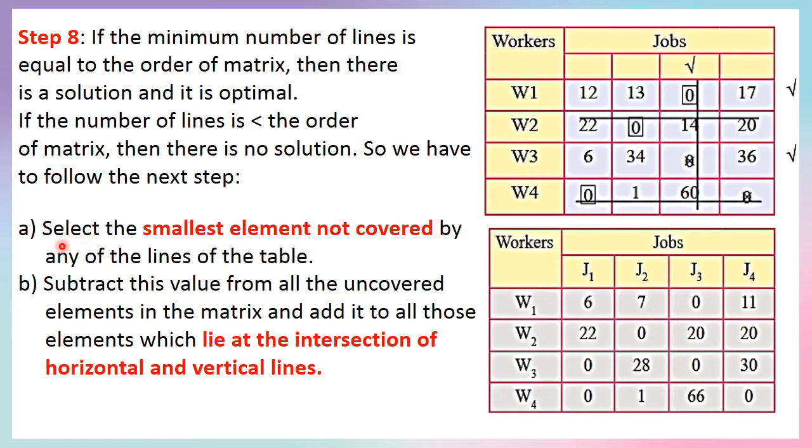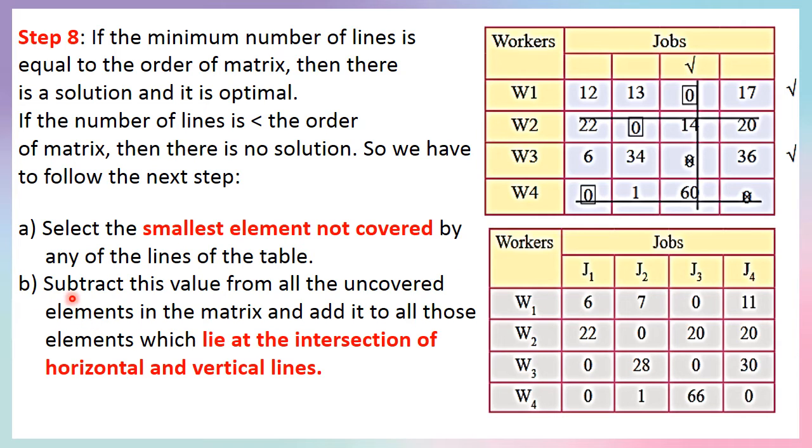And what is the next step? Let us see. Select the smallest element not covered by any of the lines of the table. Not covered means not covered by any of the lines. Here 12, 13, 17, 6, 34 and 36 are the elements not covered by the lines. And here, 6 is the smallest non-covered element. So we have to subtract.